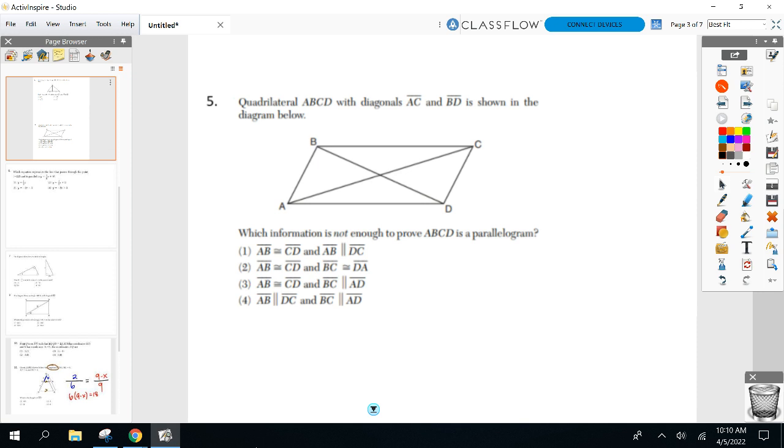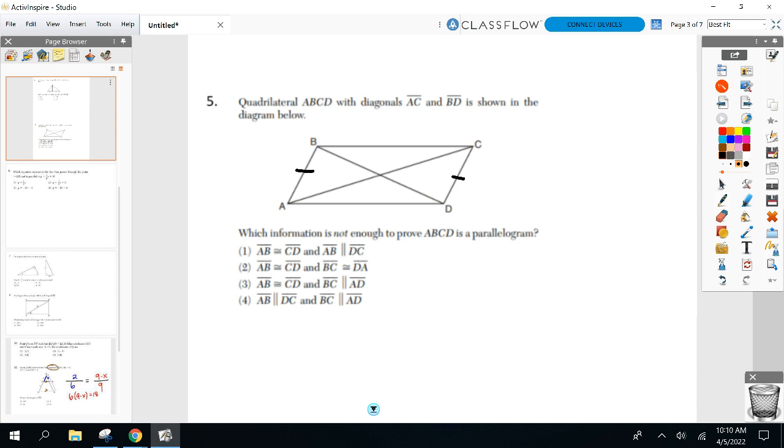Okay, here's number 5. Which information is not enough to prove a parallelogram? So I had to know my properties. I've got to know my properties or I don't. What is enough to prove the parallelogram? AB congruent to CD, AB parallel to CD. And I'm looking for which one is not enough. That's my special case, if you remember. One pair of opposite sides parallel and congruent. So that's okay. Let's keep going.